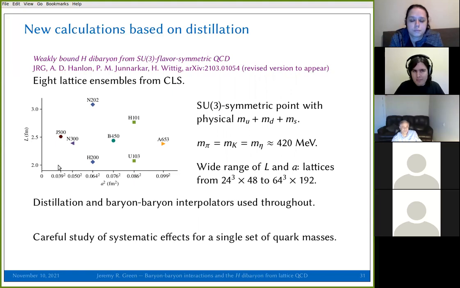Now, the one caveat is that we didn't vary 2 parameters. We kept a third parameter fixed, and that's the quark masses. So this is an SU3 symmetric point. This means up, down, and strange quark masses are all equal. And in fact, they are set to the average physical value of these quark masses. It means the pion mass is 420 MeV. And so we use distillation and these baryon-baryon interpolators everywhere. And this really allowed us to do a careful study of systematic effects.